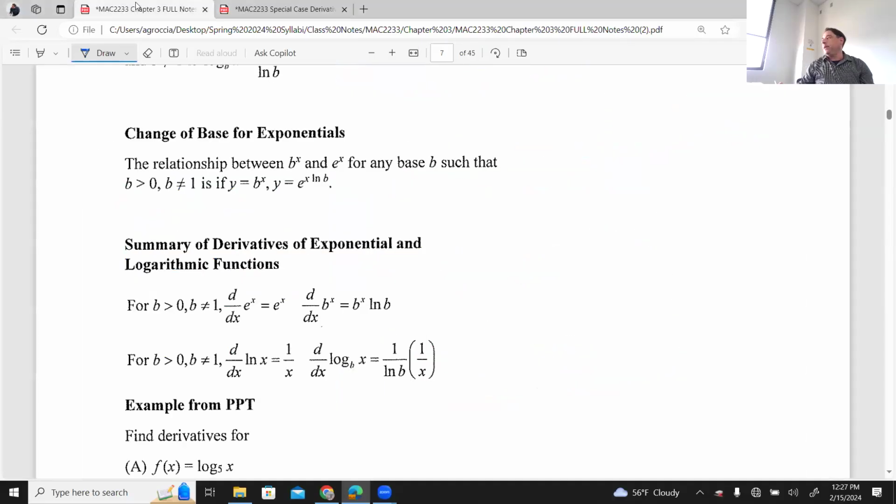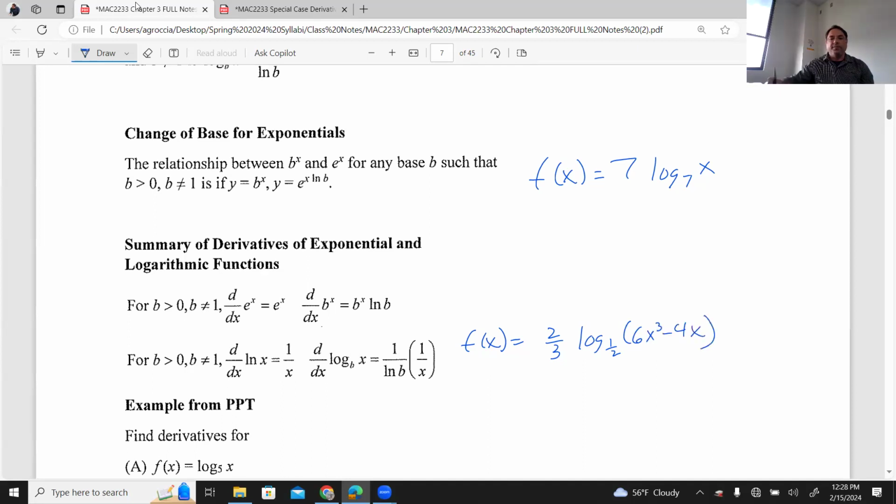Okay, so let's do a couple log examples. I'll give you example number 1. f of x equals 7 log base 7 of x. And then the next one, let's do 2/3 log base 1/2 of 6x cubed minus 4x. Okay, try those two.